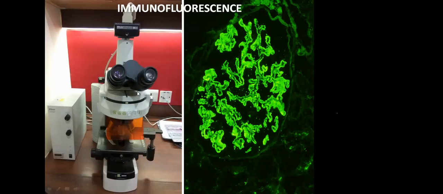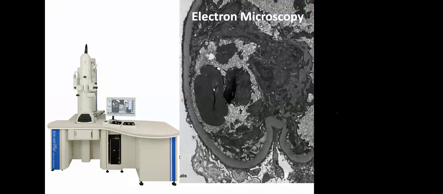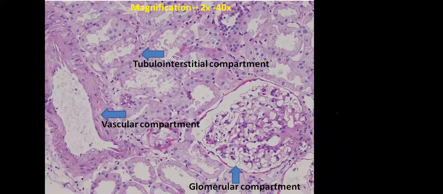This is an immunofluorescence microscope. Immunofluorescence will tell us whether there are immune complexes. This is a case of membranous nephropathy, where you can see the IgG deposited along the glomerular capillary loops. And this is how an electron microscope looks. I'll explain the normal structure in the images in the presentation later on.